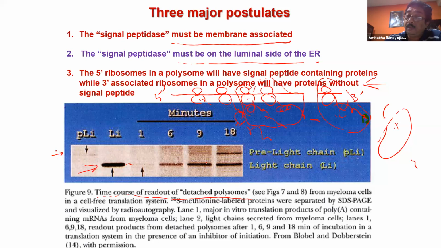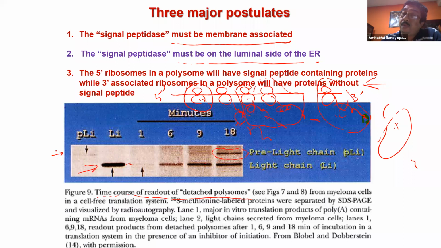So yes, an even stronger signal, but now you see a faint band here, which becomes prominent at the 18th minute. At the 18th minute, you are perhaps looking at this ribosome. When the ribosome was here, at that time it had the signal peptide, and it could be cleaved, and you also have the mature light chain, the pre-light chain and mature light chain.